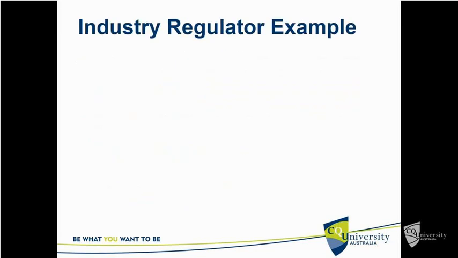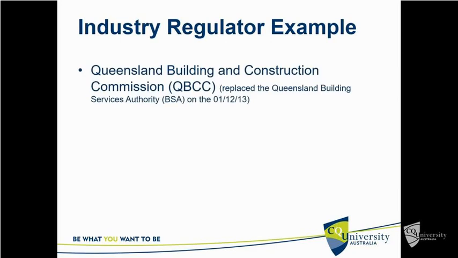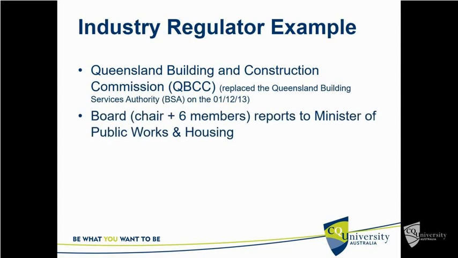As a regulatory example, because we're based in Queensland, we're going to use the Queensland Building and Construction Commission, the QBCC. It's only a few years ago that it wasn't called that. It was the Queensland Building Services Authority, the BSA, but that was replaced at the end of 2013 with this new one. It's got a board, so there's a chairman and 6 members, and they rotate on a time basis. The QBCC reports directly to the Minister of Public Works and Housing of Queensland State Government. The contact between the two is a commissioner.